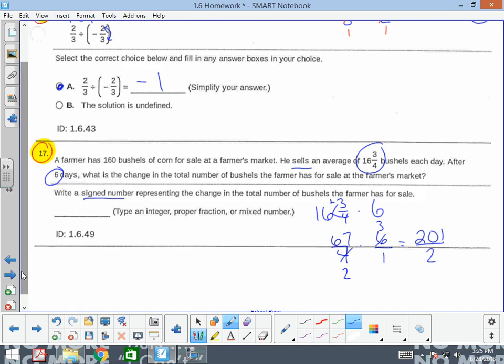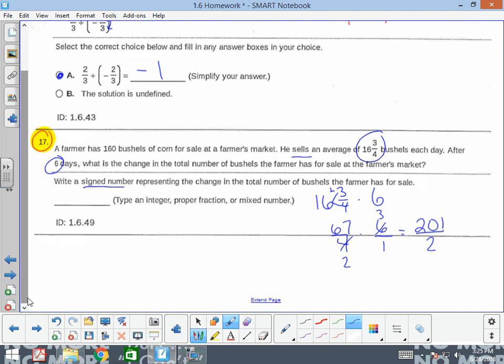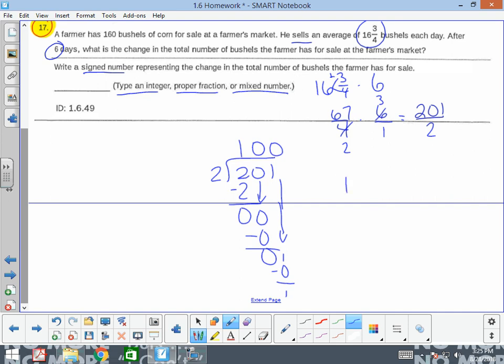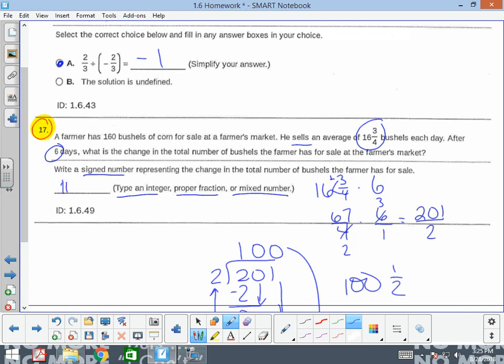So let's see, we're going to make that into a mixed number, because it says type as an integer, a proper fraction, or a mixed number. So 201 over 2 is an improper fraction. So I'm going to divide. 2 goes into 2. Subtract, bring down. 2 goes into 0. Subtract, bring down. Okay, 2 goes into 1. Multiply, subtract, nothing else to bring down, so this is going to be 100. And then go to the bottom, that's our numerator. And then go back up to our divisor, that's our denominator. So it's 100 and a half. Now, if he's selling it, then that's negative 100 and a half. Okay.